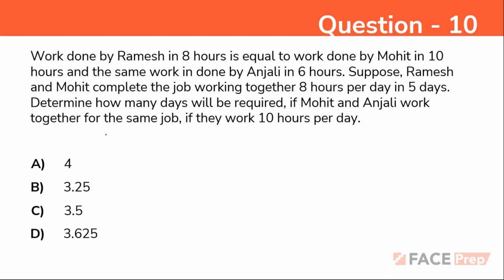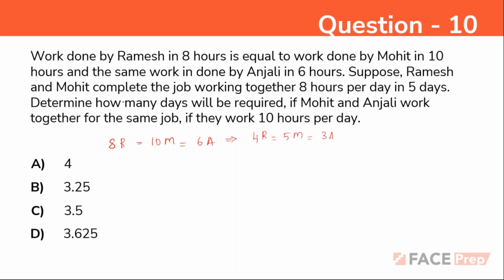So work done by Ramesh in 8 hours. So 8 hours Ramesh is doing some work, which is equal to work done by Mohit in 10 hours. So 10 hours Mohit is doing the work, and the same work is done by Anjali in 6 hours. So 6 hours. Now here, in order to make it somewhat easier, we can get a common multiple too, right? So let me change this equation. 4R is equal to 5M is equal to 3A. So you can solve keeping this as the base.